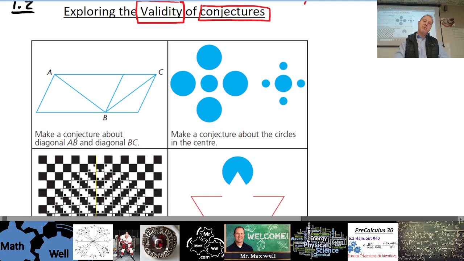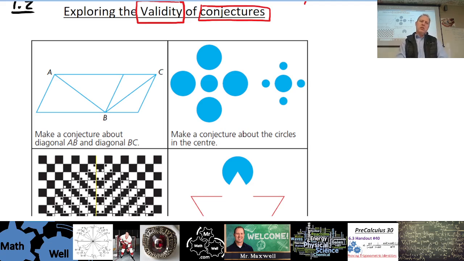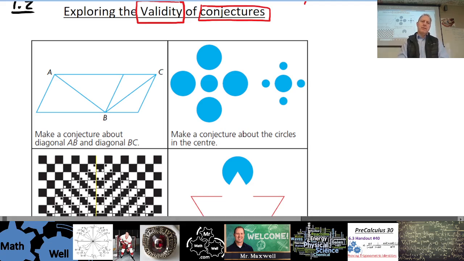What does it look like? Okay, it looks like they might form a 90-degree angle. That's a good idea. What else? They might be the same length. Okay. Does one look bigger than the other? The way this is drawn, it looks like AB is bigger than BC, but they look pretty close. So they could be 90 degrees. They could be the same length. Now, is there a way we can test either of those conjectures?